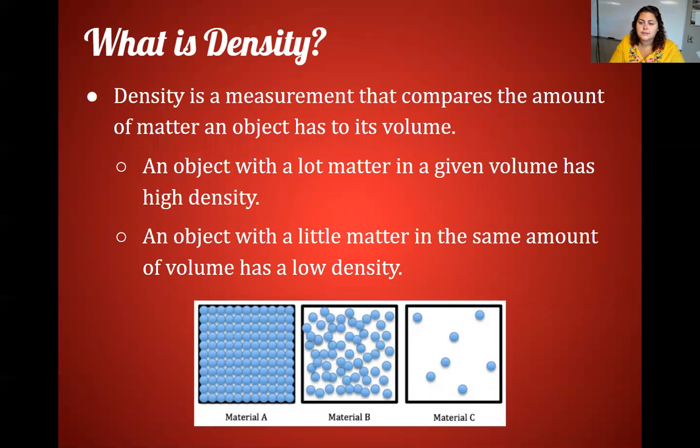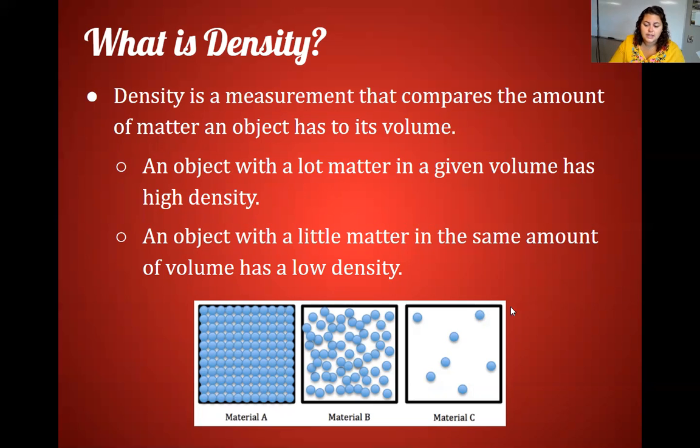So density is a measurement that compares the amount of matter an object has to its volume. If the amount of matter is squished into a smaller volume, a smaller space, it's going to have a higher density. If you're not squishing as much matter into a given volume, it's going to have a lower density. An object with a little bit of matter in a given volume is going to have a low density compared to an object with a lot of matter in the same volume, which is going to have a larger density.